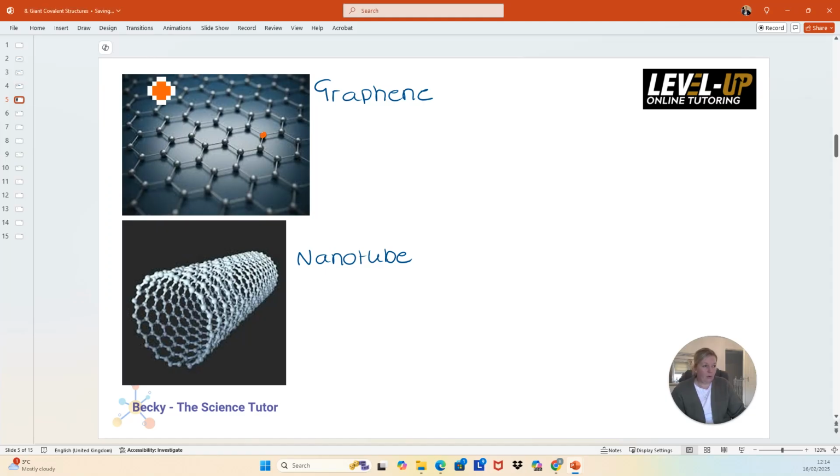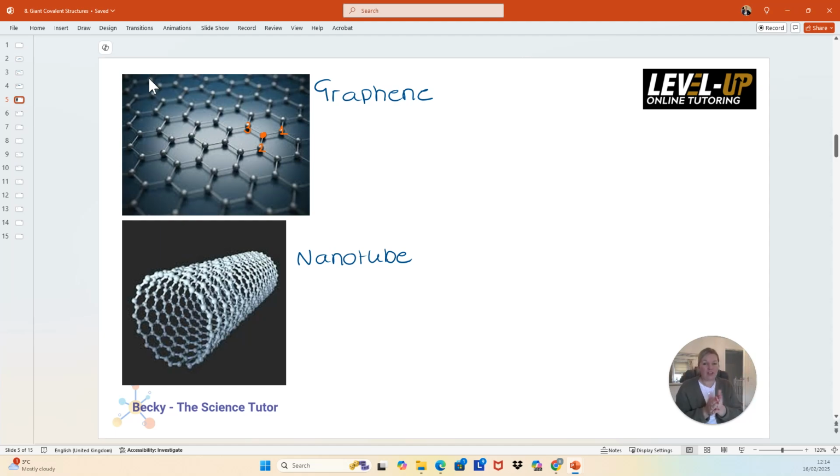1 carbon, bonded once, twice, 3 times. It's got 4 electrons in its outer shell. 3 are involved in bonding. It must have 1 spare electron that becomes delocalized and can move through the structure. Therefore it can conduct. It's also a very strong material because remember that we've still got covalent bonds, and covalent bonds are strong.